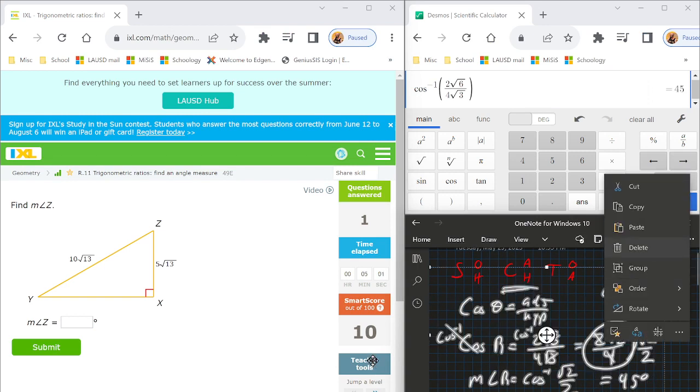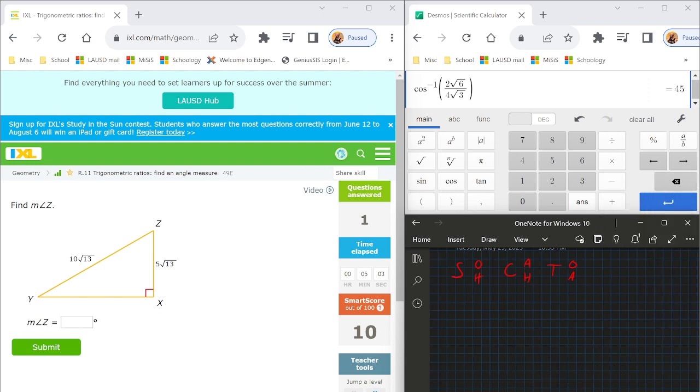Clear off my workspace. Got my SOHCAHTOA up there, so I'm looking at angle Z. That's up here. This is my adjacent leg. This is my hypotenuse. So that's feeding my cosine again. I wish it would come up with something different. Oh well. So I'm going to have cosine of angle Z equals 5 root 13 over 10 root 13.